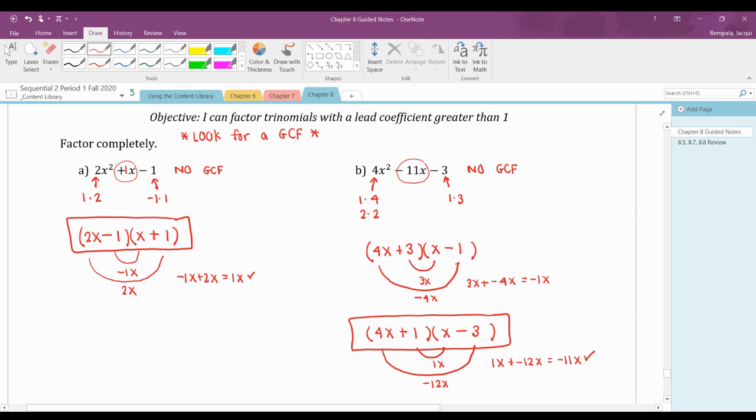Okay, so it might take you more than one guess, and that's perfectly fine. But remember, it's called guess and check. You have to check to make sure you get that middle term, and if you don't, erase nothing, just try again.